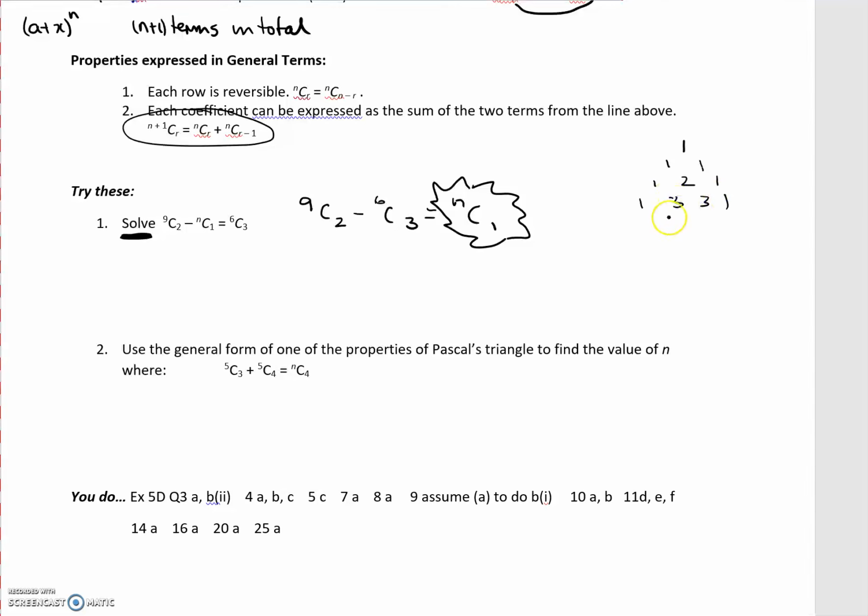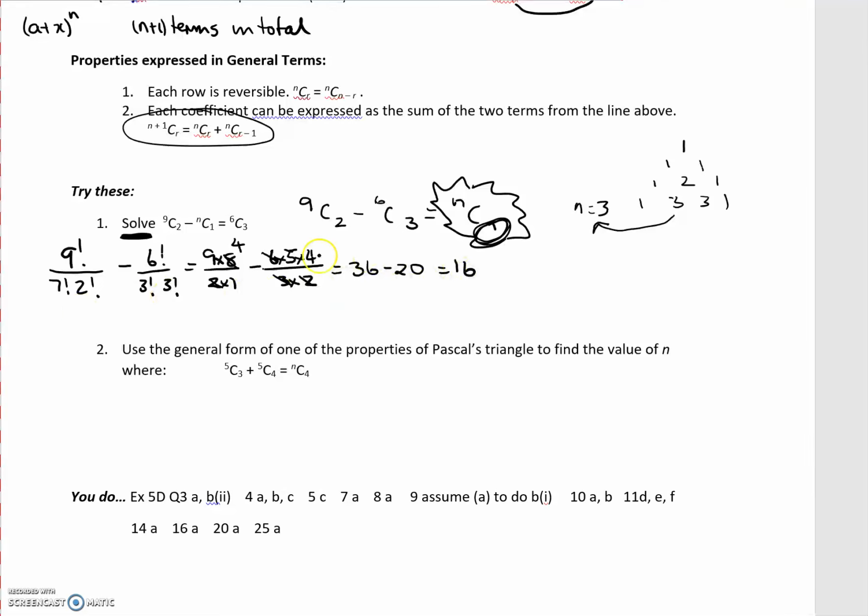We know that all the coefficients in the first position actually reflect the value of n. So if we could work out what this number actually is, it represents the coefficient in the first position of the row, then it actually also reflects the value of n. Okay, let's work on 9C2 minus 6C3.